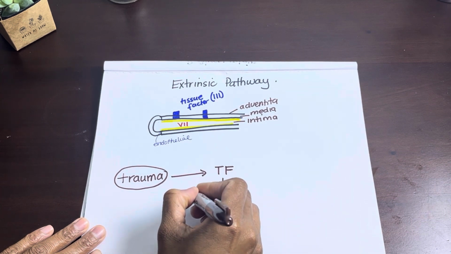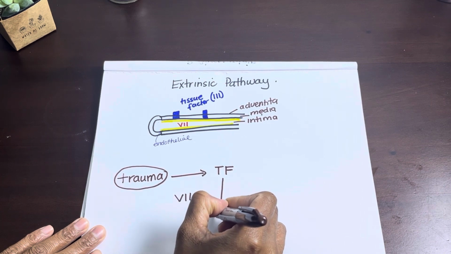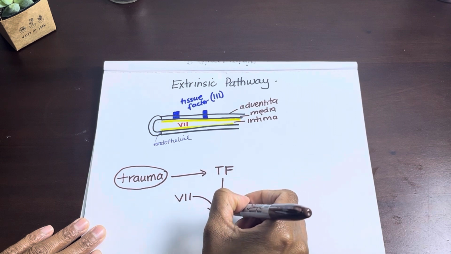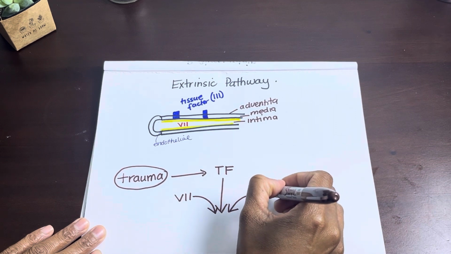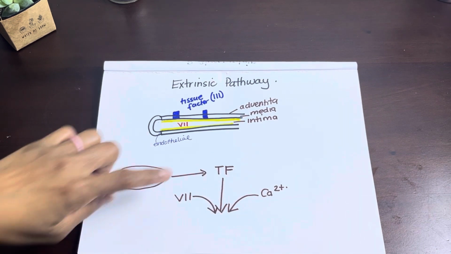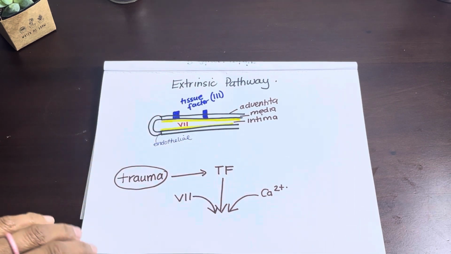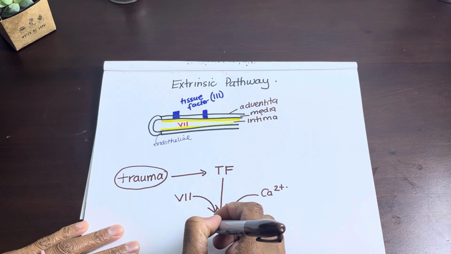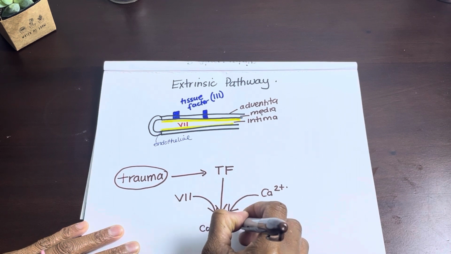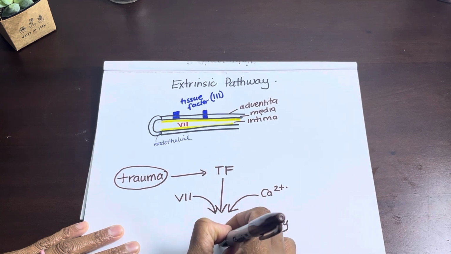There, it is going to form a complex with factor 7 and also with calcium. Calcium is an ion that we'll see a lot in the coagulation cascade that is required for activation of some clotting factors. So tissue factor, factor 7 and calcium bind together. This is what is going to activate the extrinsic pathway, which will then go on to activate the common pathway via factor 10.